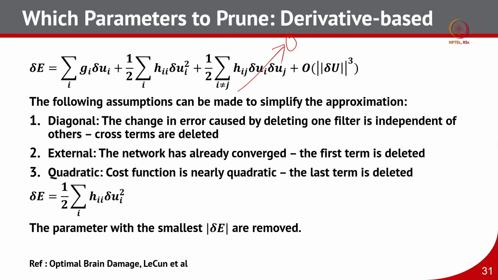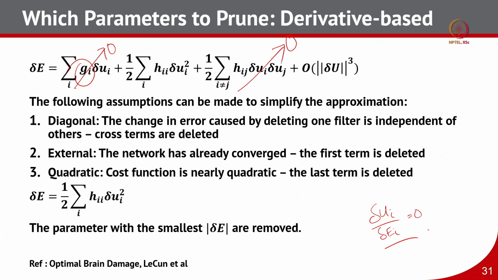We can also assume the network has already converged, so we can safely delete the first term. Remember, whenever our DNN is trained well, the objective of DNN training is to make sure that delta E over delta u_i is 0. That is why we can say that g_i is 0, which means the DNN is trained well. So that term can go away.